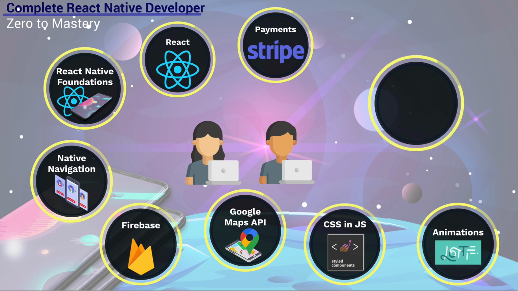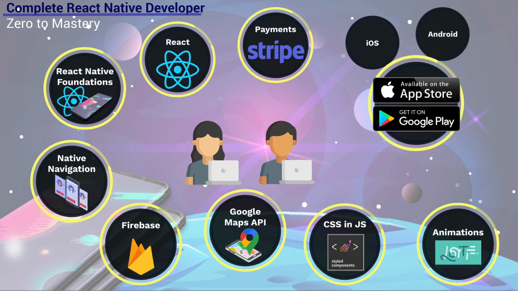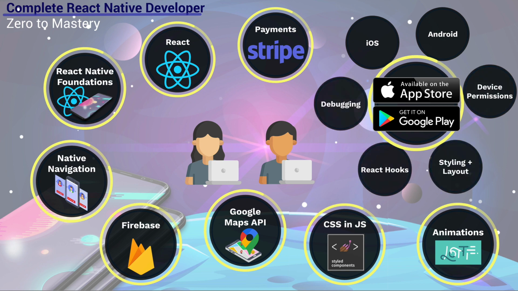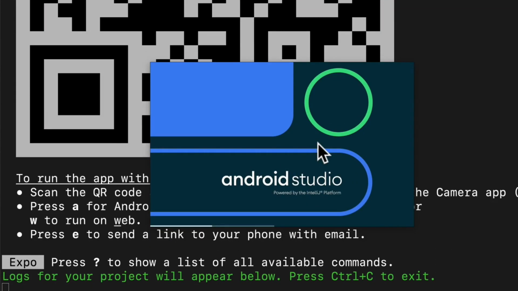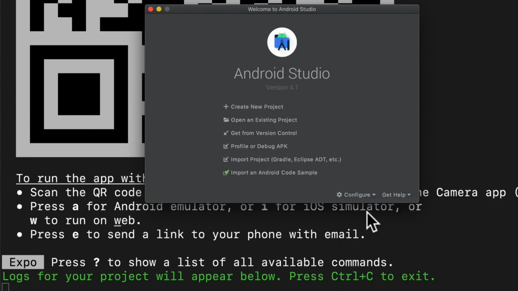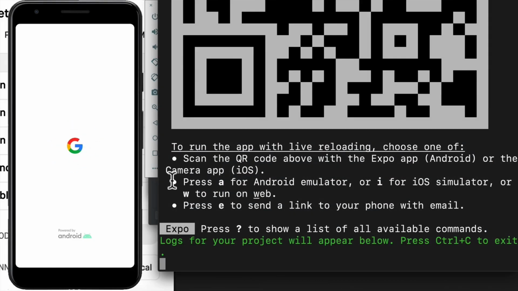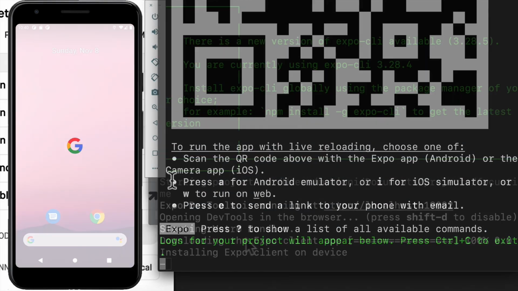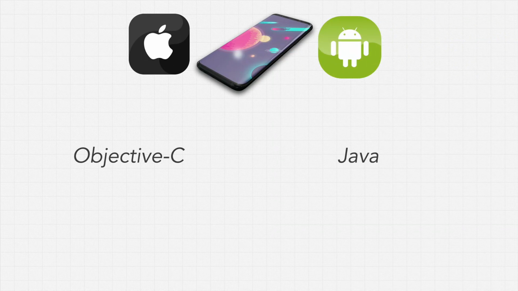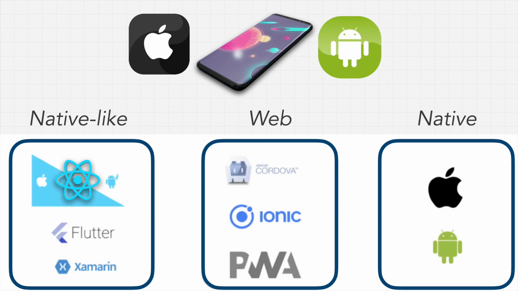But more importantly, we show you how to go from zero to deploying your own apps in the Google Play and Apple app stores. By the end of this course, you will be a complete React Native developer that can get hired at companies. You see, the beauty of React Native is that you can use it to build both iOS and Android apps at the same time, instead of learning both separately.